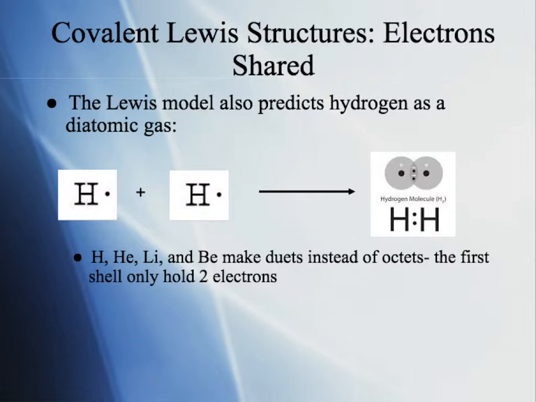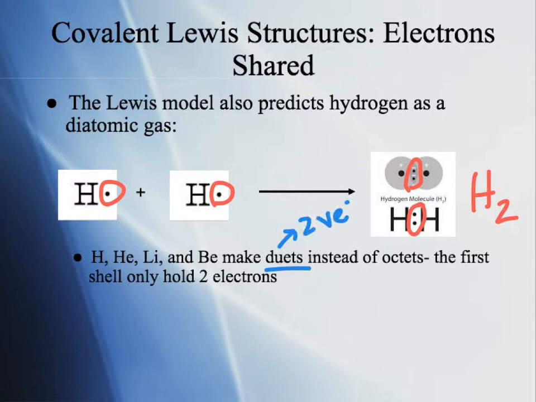Like I was just saying, hydrogen has one valence electron in its outer shell. It can easily share it with another hydrogen to make a bond, and now we've got H2, a diatomic gas. Remember the little guys I mentioned previously? Those are not going to make octets. They are only going to make duets, meaning two valence electrons in their outer shell. These are hydrogen, helium, lithium, and beryllium.